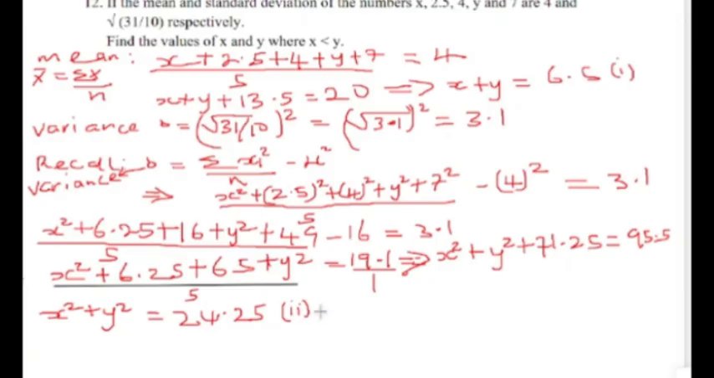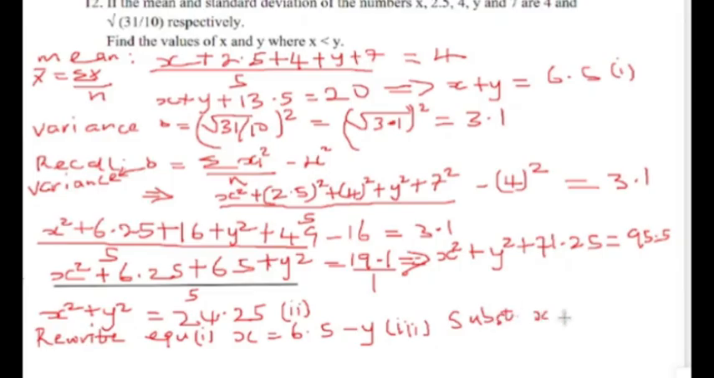So we recall from equation 1, equation 1 says x plus y is equal to 6.5. So I'm going to rewrite equation 1. Rewriting equation 1, I'm going to have x is equal to 6.5 minus y. I'll call this equation 3. So what's the trick? I need to substitute x into equation 2.